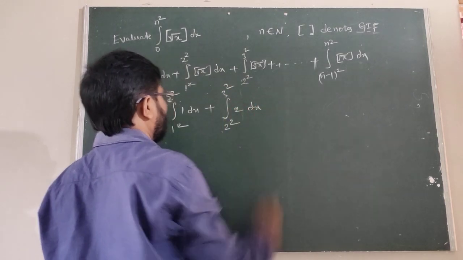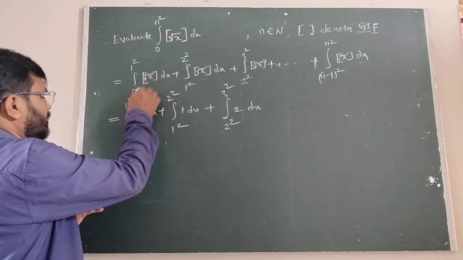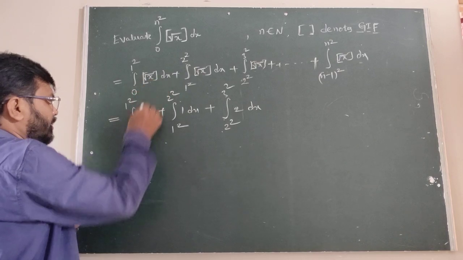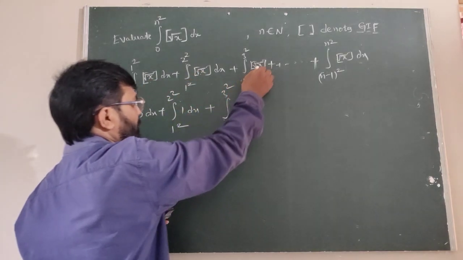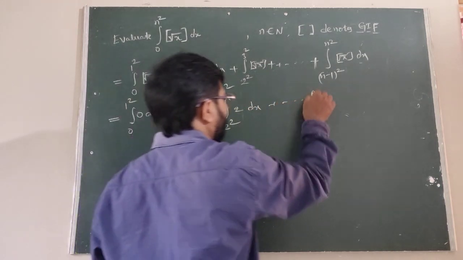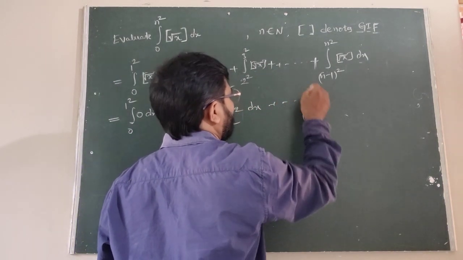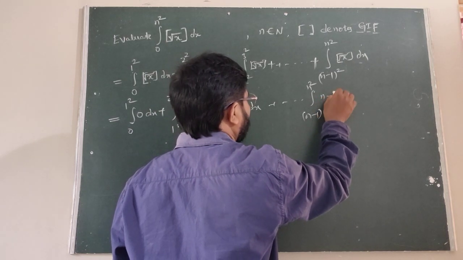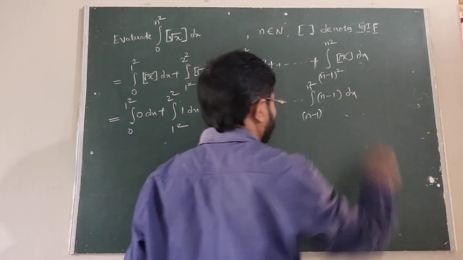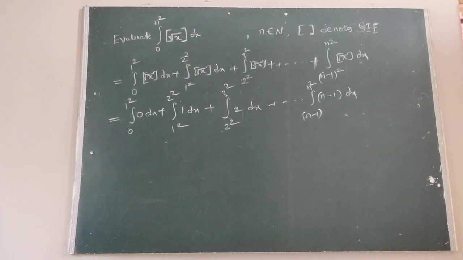2 dx. Therefore you are looking at the lower limit 0, we got 0. Here 1 square, we got 1. Here 2 square, we got 2. Similarly we can get n minus 1 whole square, n square. This will undoubtedly be n minus 1 into dx.